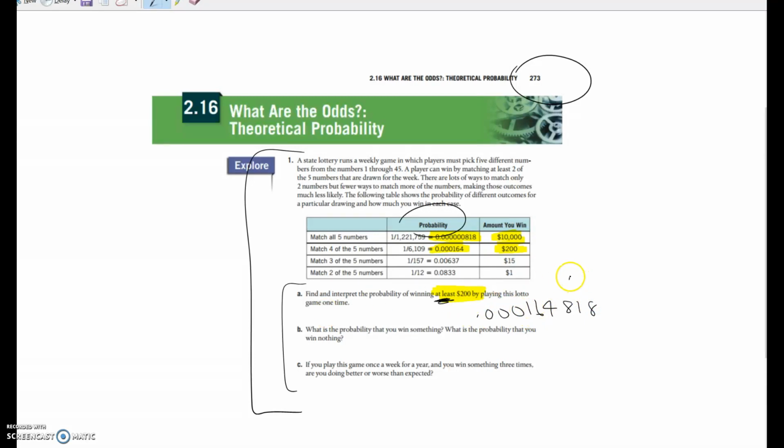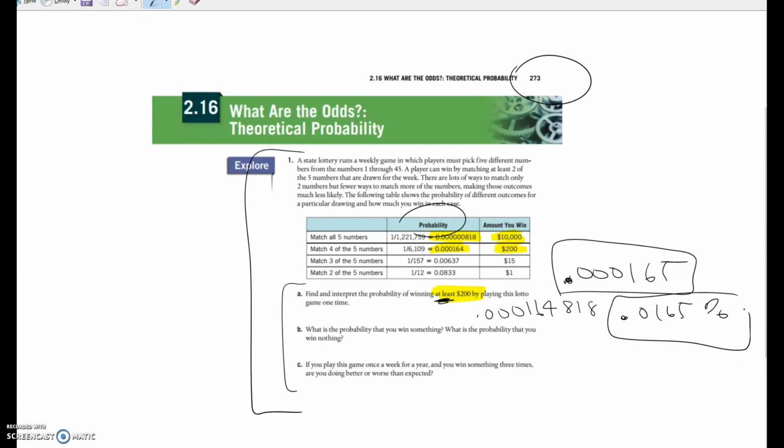So we could round it to the probability is 0.0001. What does that round to? About 65. Okay. Now that's not a percent. That's just probability. If I want a percent, I'd have to multiply this by 100 and get 0.0165%.